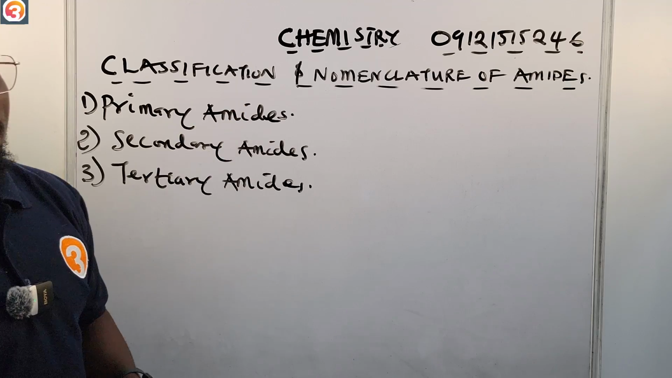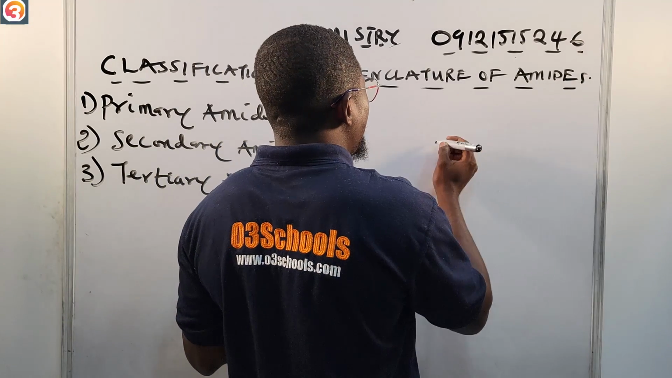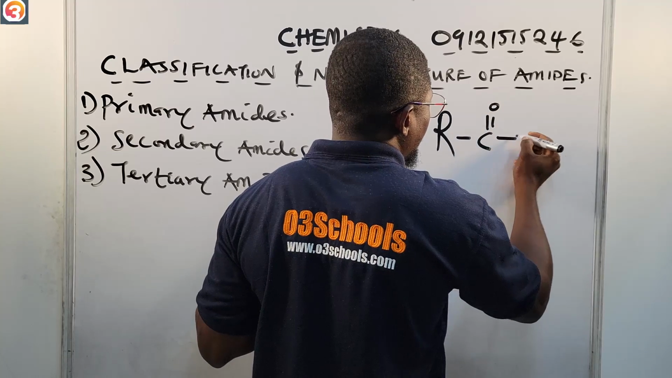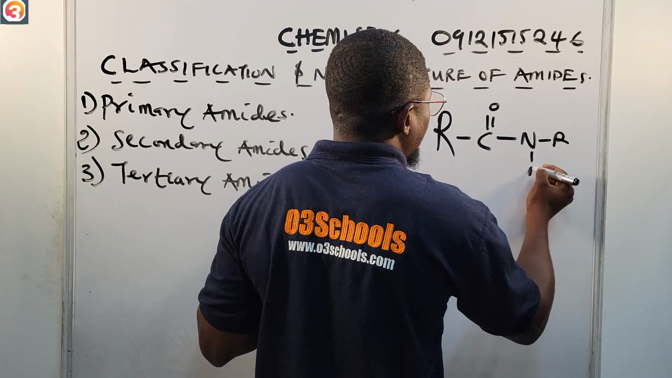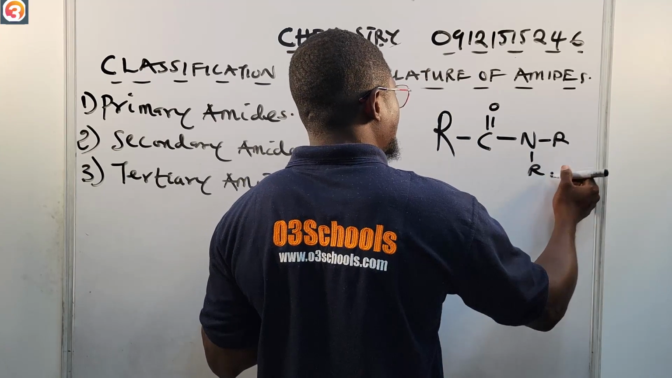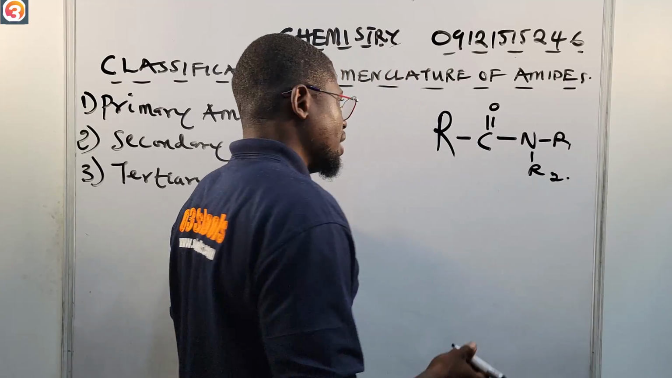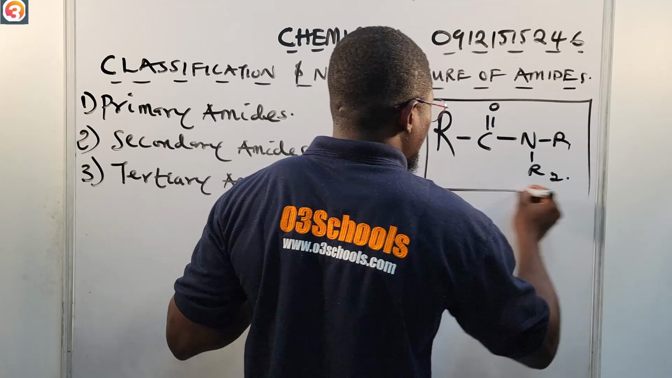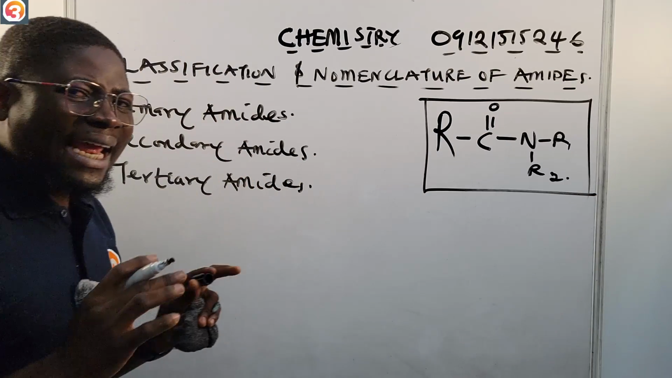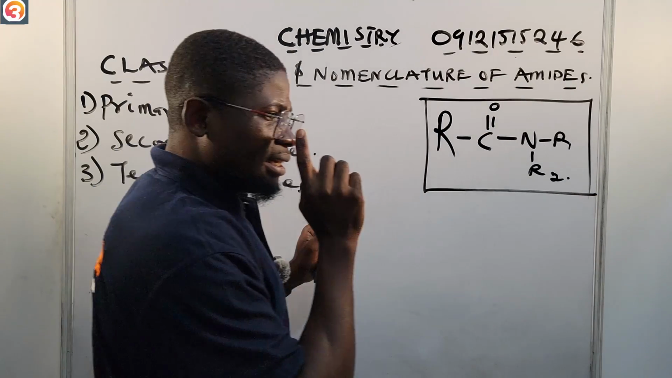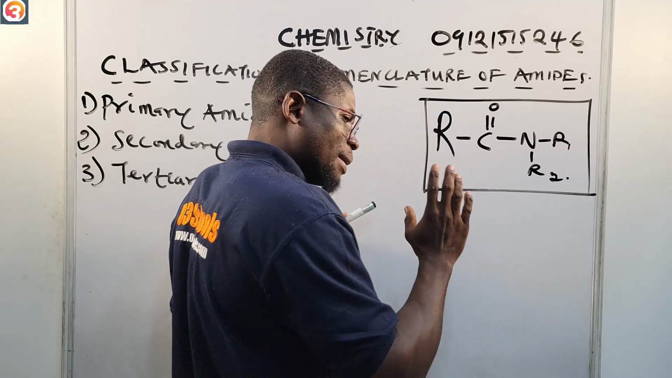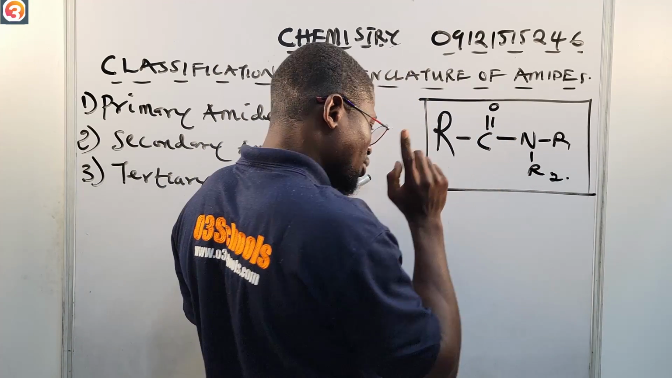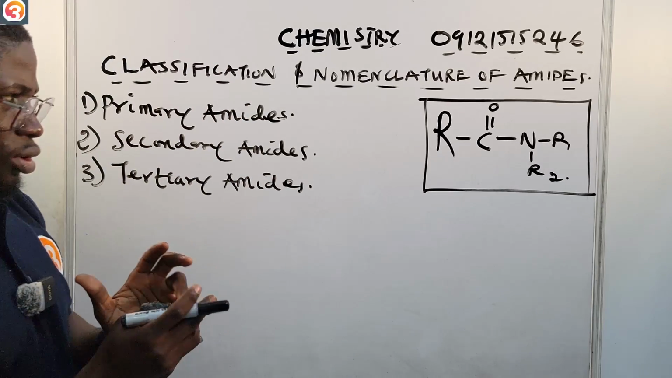So what is a primary amide? I already said that amides have this general structure: RC double bonded to O, then you have your N, then you have R1 and R2. So this is the general structure of amides. Remember I told you that this nitrogen must be directly bonded to this carbonyl carbon. I told you, right? So you have to ensure you take note of that.